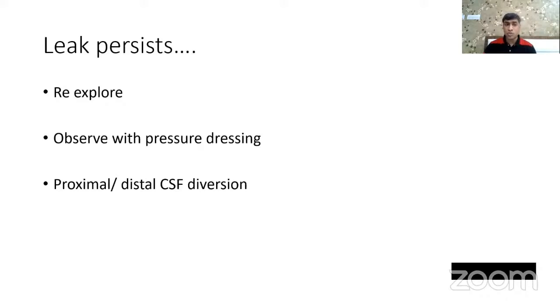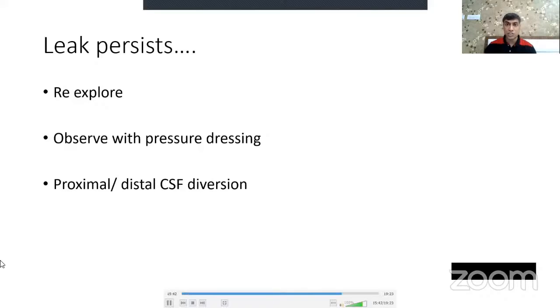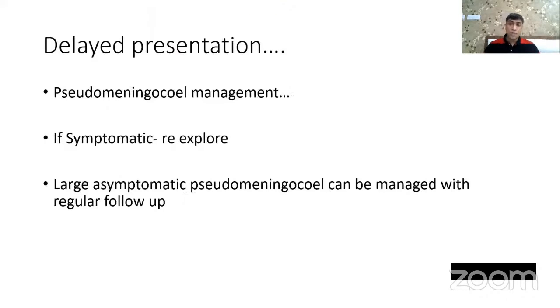In these cases one should re-explore. Or the other option is, if we already know that the rent was big enough, or it was ventrally placed, which is not suturable, then keep the patient in hospital for a longer time, have a pressure bandage, regularly change the dressing, see to it that there is no secondary infection, keep the patient on higher antibiotics, and if the situation doesn't improve in the next few days, have a proximal or distal CSF diversion.